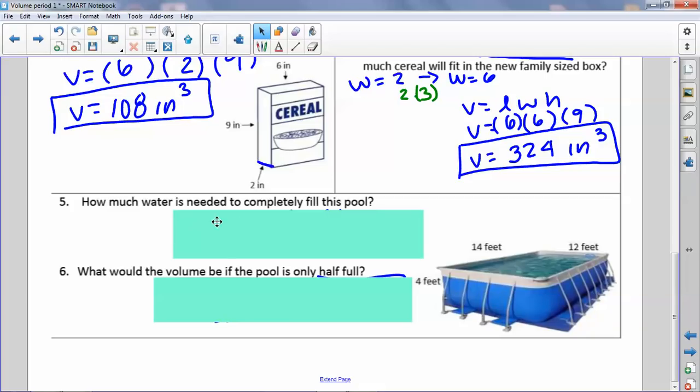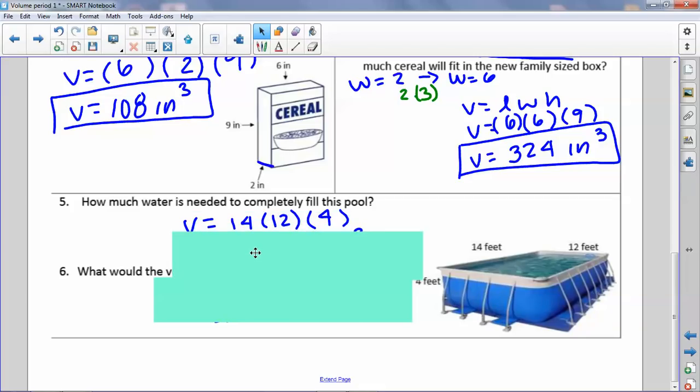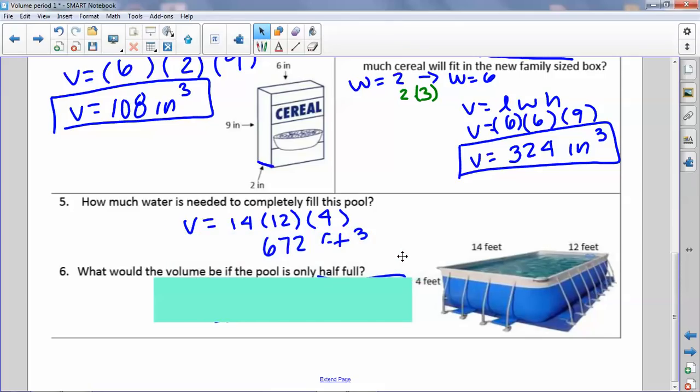So for height, we're going to do 14 times 12 times 4. Once you get that, you get an answer of 672 feet squared. Now let's go ahead and fix that. Excuse me, feet cubed. Now, the next part's asking what would the volume be if the pool is only half full?